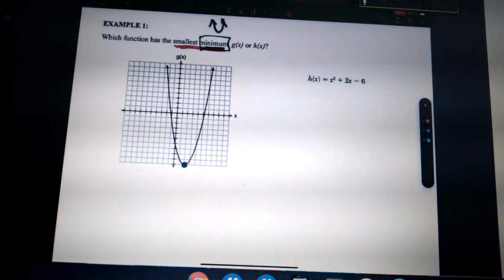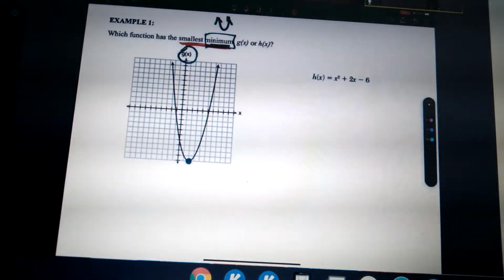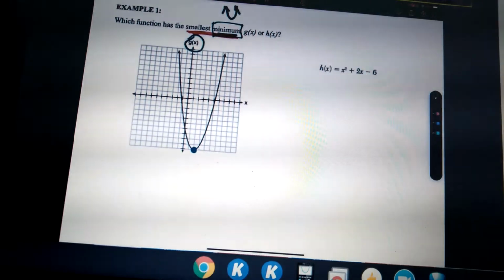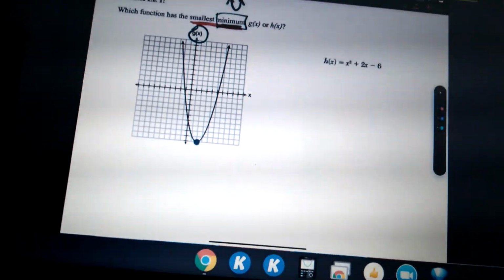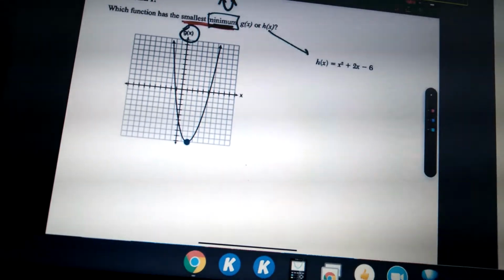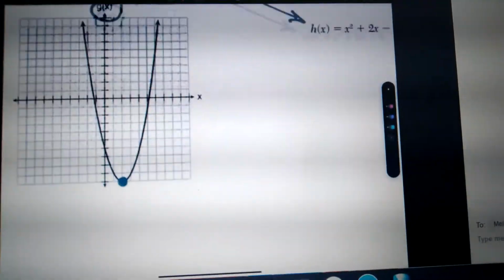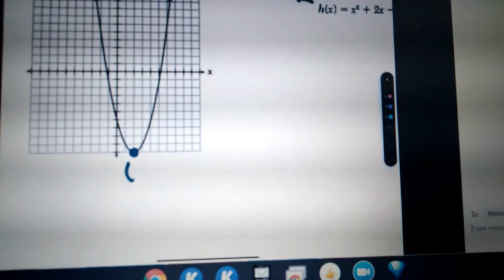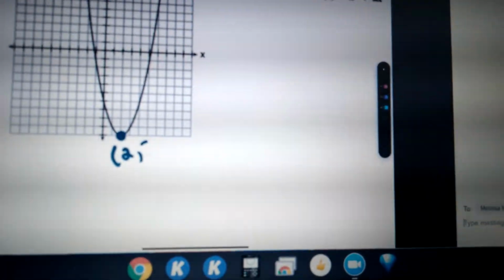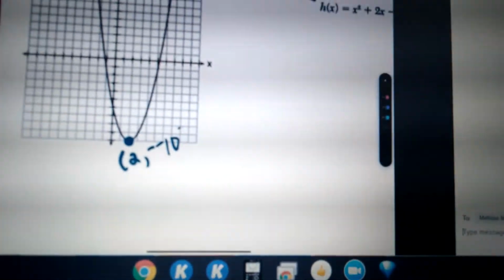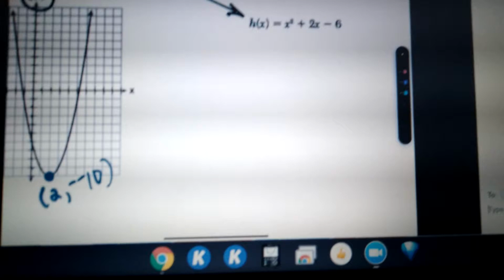So I look at this one and I go, all right, this is g of x. I have to determine, does g of x have the smallest minimum, or does h of x have the smallest minimum? Everyone comprende? So I can look at the graph and go, oh, well, this point is at negative 10. Okay. Well, h of x, I don't know what h of x looks like. I have to put h of x into the calculator.